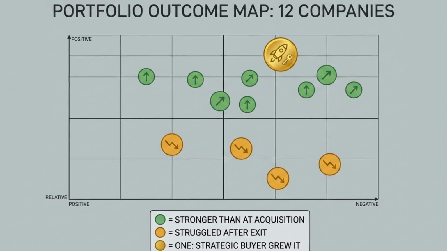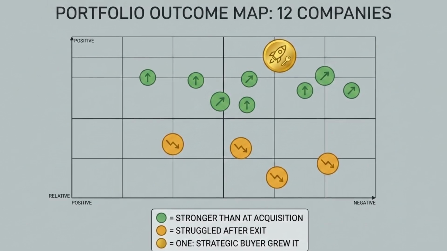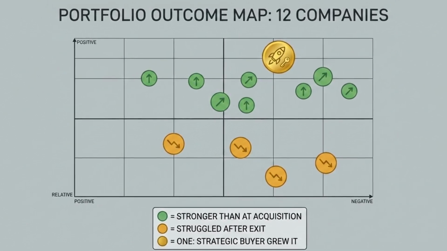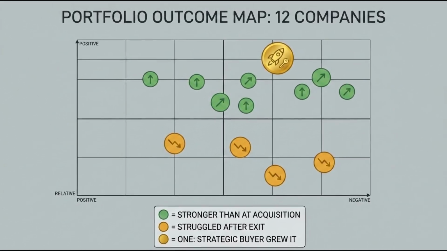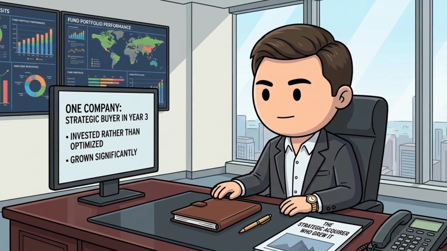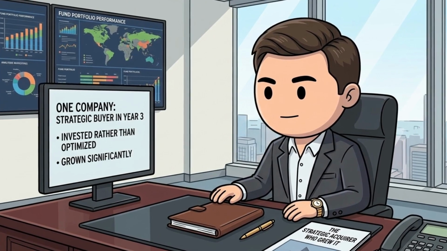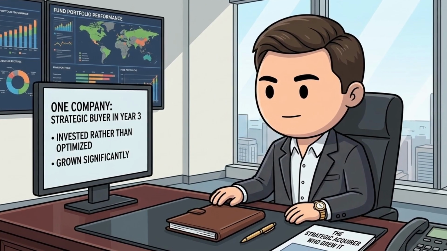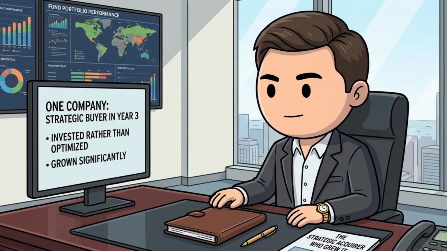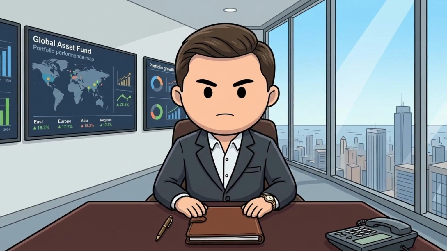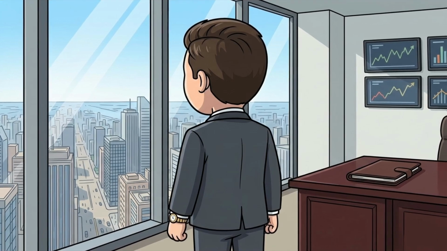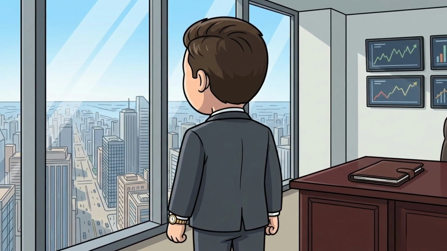Some are stronger than at acquisition. Some were weakened by the optimization process and have struggled to recover after exit. One was acquired by a strategic buyer in year 3 and has grown significantly under that ownership. The strategic acquirer invested in the business rather than optimizing it, and the business responded accordingly. You have thought about that company occasionally in the years since its exit.